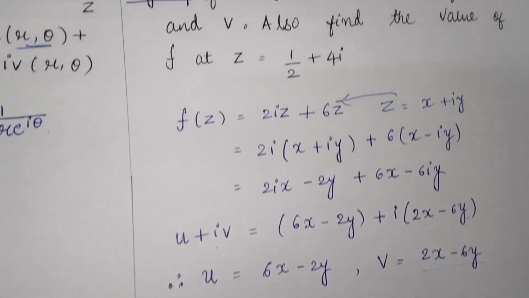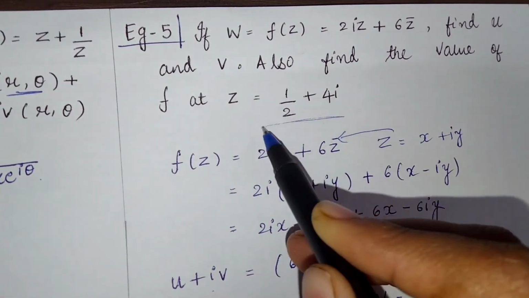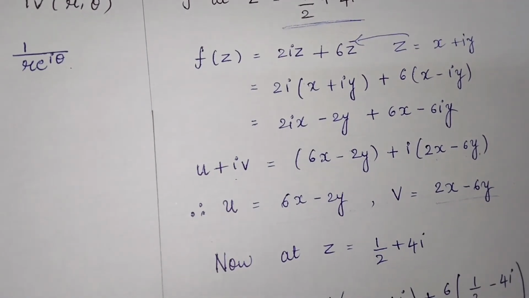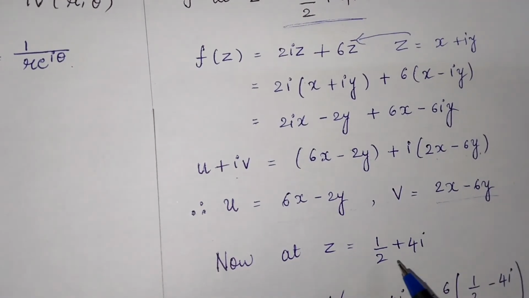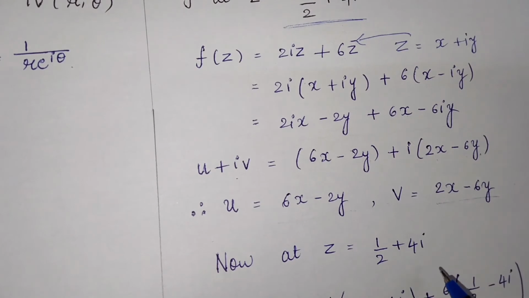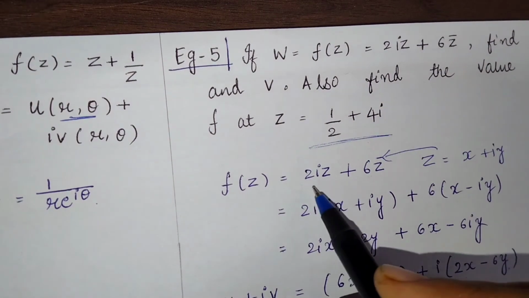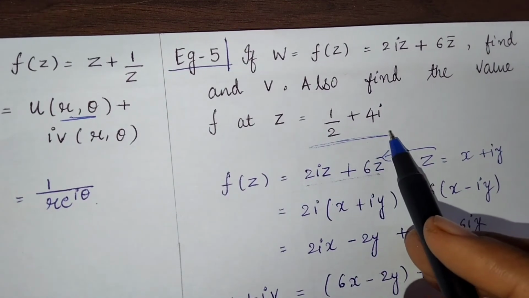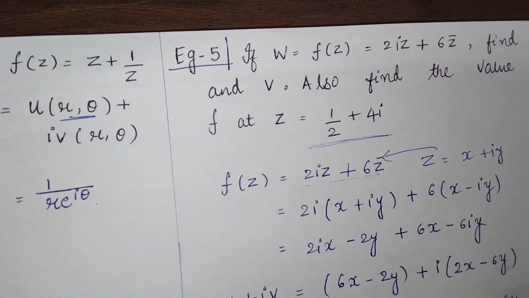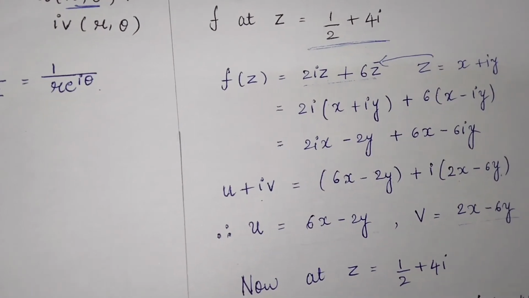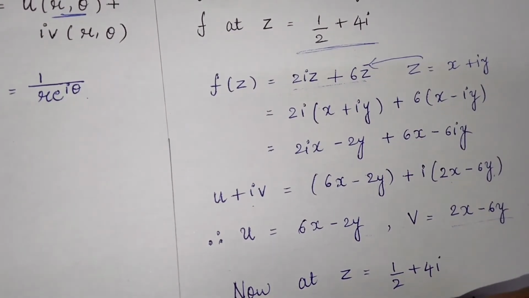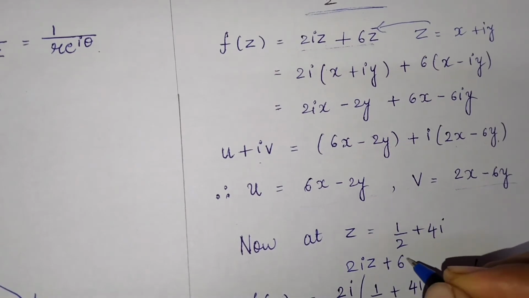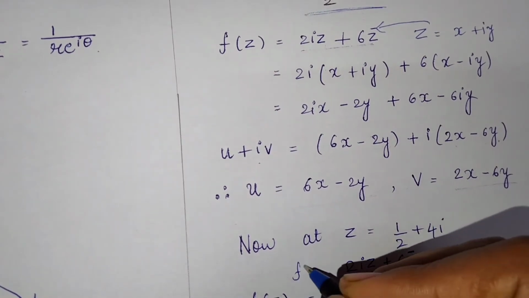Now what is told to find is the value at the point 1 by 2 plus 4i. Okay, so it is given z equal to 1 by 2 plus 4i. So in this equation, in place of z you have to put this value and then find the value. So in this equation 2iz plus 6 z conjugate, this is the given function.